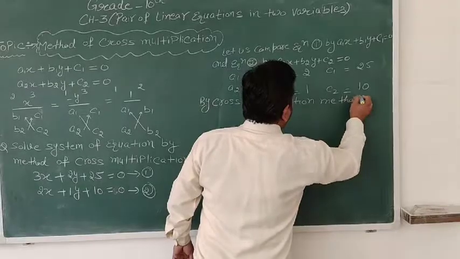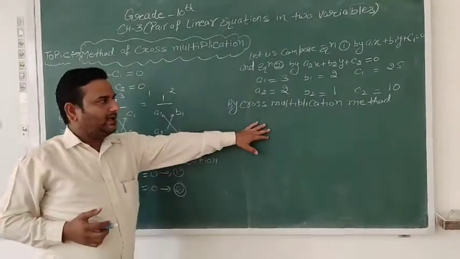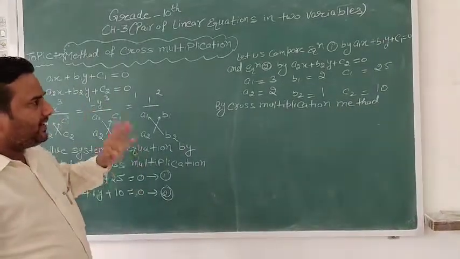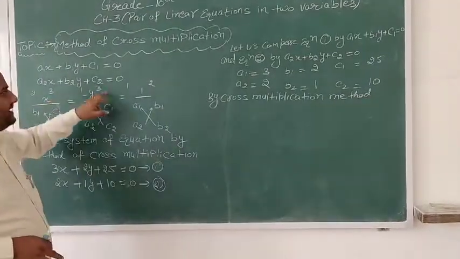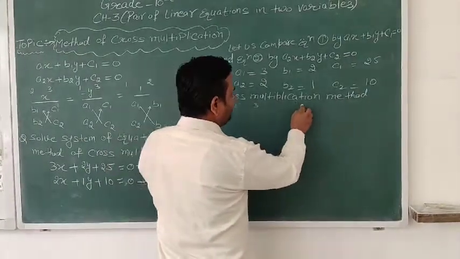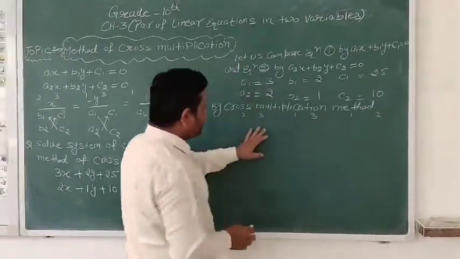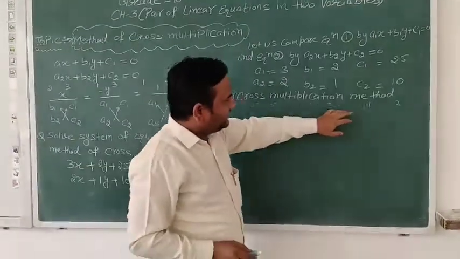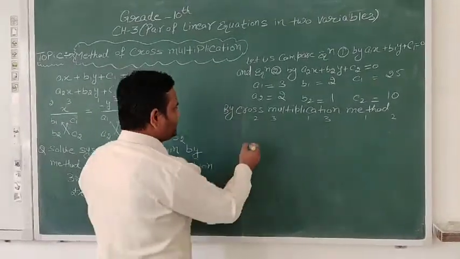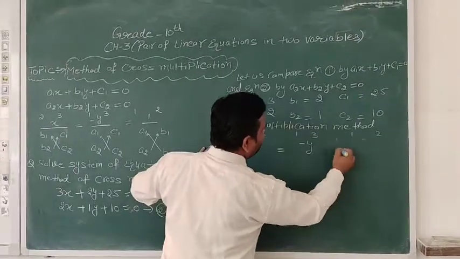By the cross multiplication method, now we have to apply our formula. Sometimes if we forget the formula, keep in mind what I suggest: 23, 13 and 12. I am writing here 2, 3, then 1, 3, and then 1, 2. If I learn these numbers, you can easily apply the formula. So I am writing here x equals to minus y equals to 1.